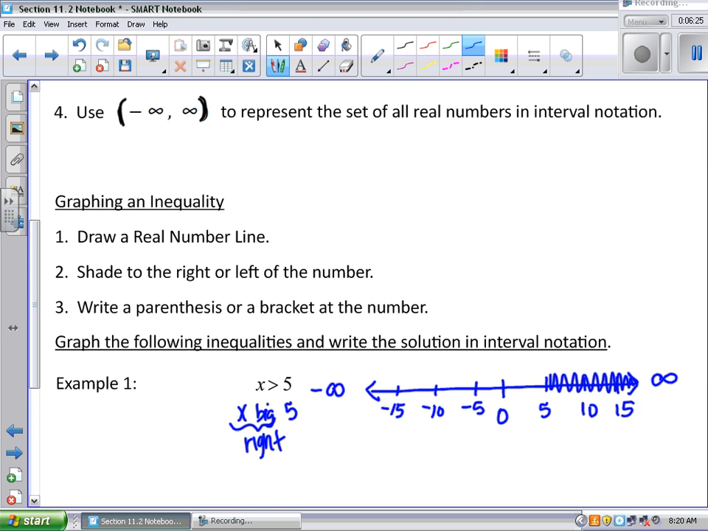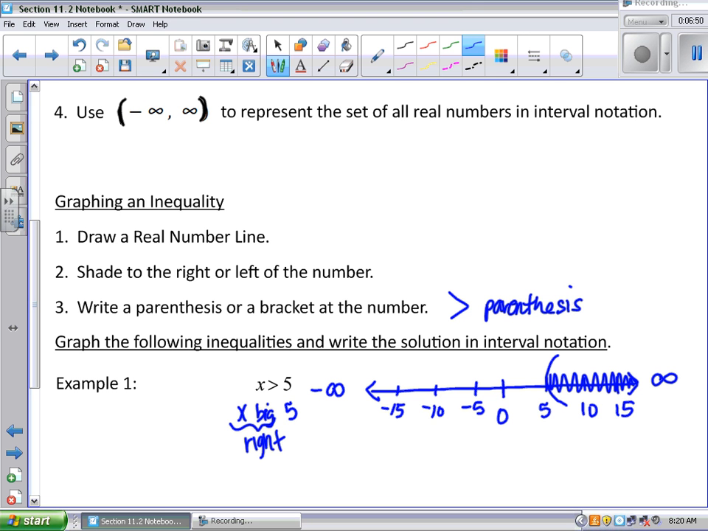And then in step 3, it says write a parenthesis or a bracket at the number. So at our number, we have the inequality sign just greater than, so that tells me that I need to use a parenthesis. I would only use a bracket if it said greater than or equal to. So I'm going to use a parenthesis on my number line.